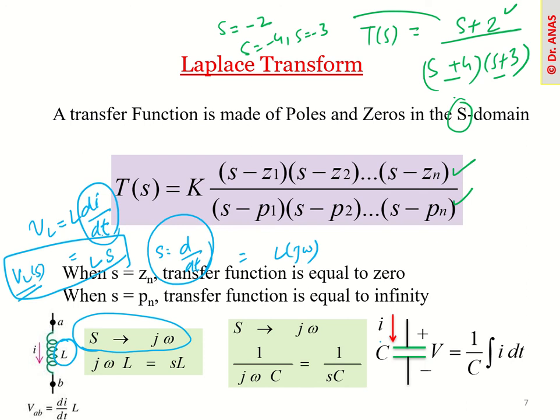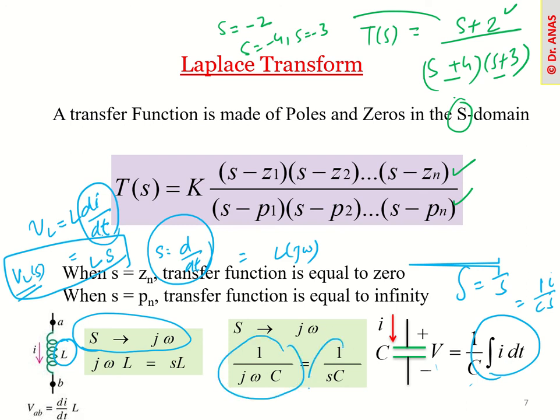Similarly, for the capacitor, we have 1 over C integral of I, and we know that integral is basically 1 over s, so that will be 1 over C times I over s, or 1 over sC. So the capacitor impedance is 1 over j omega C, or 1 over sC in the S domain. So these are very important for the basic analysis.